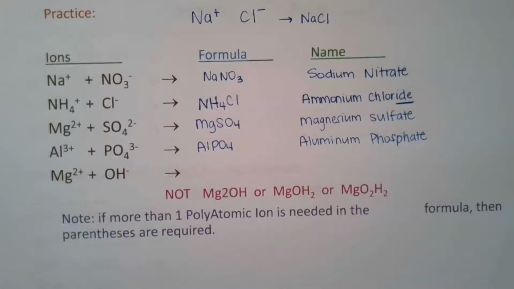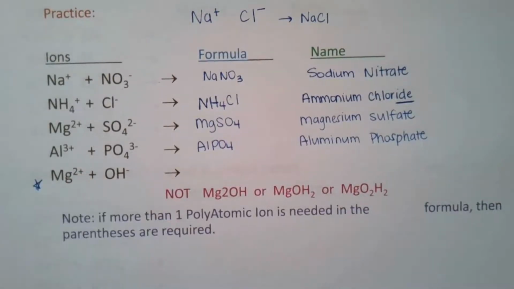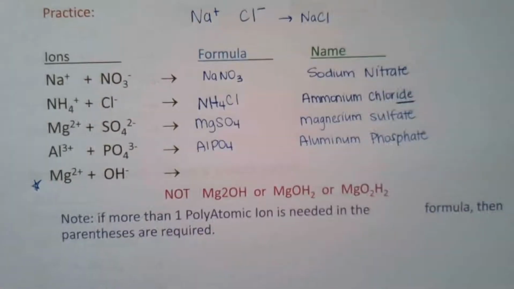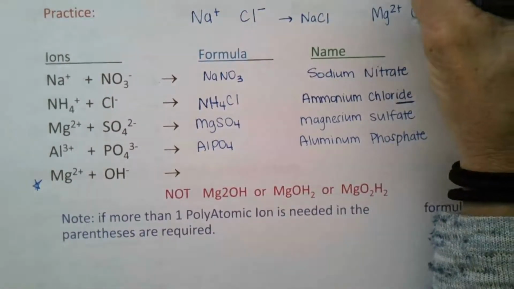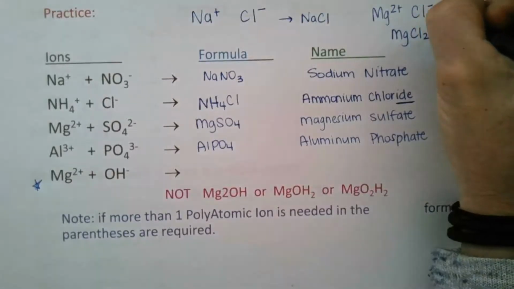We're going to now throw something new in here. So let's think back again to our original example of NaCl. And let's try another reminder. Let's try Mg2 plus and Cl minus. And what we would do for that is we would crisscross them, right? So we would end up with MgCl2.